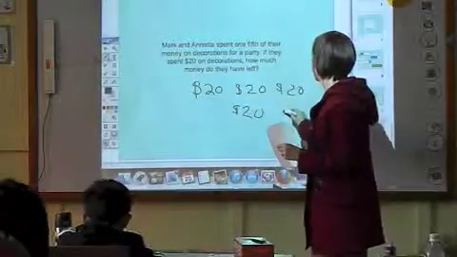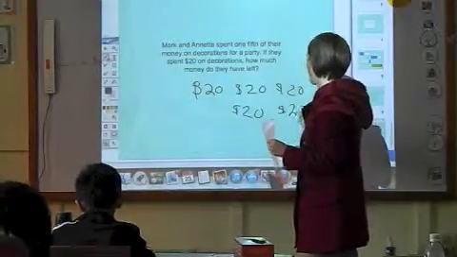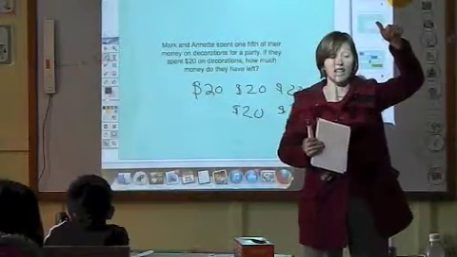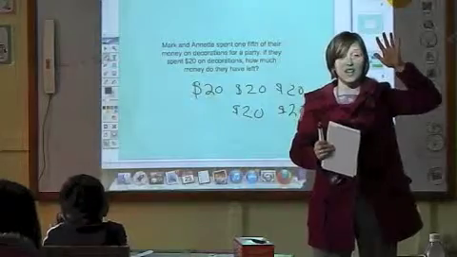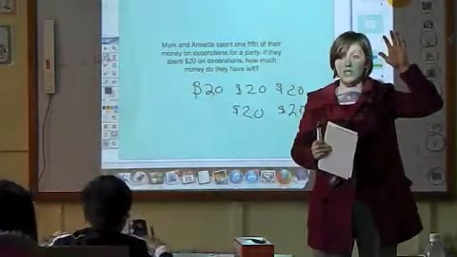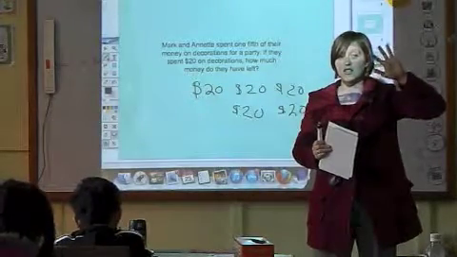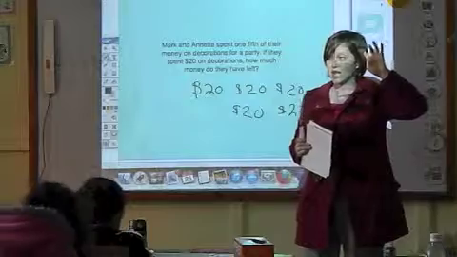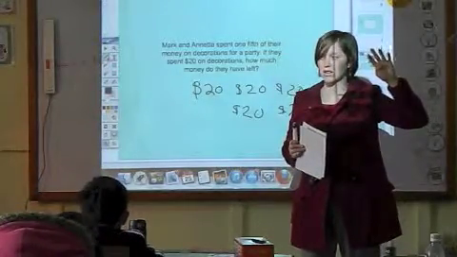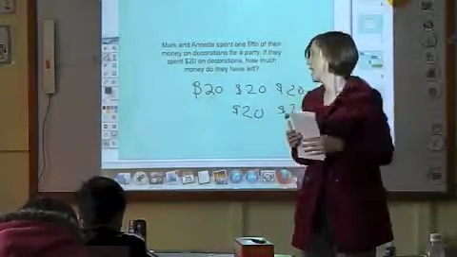Please stop calling out answers. I want you to think about this. They spent $20, which was 1/5. That means there are 4/5 remaining that are each equal to $20. So what is $20 times 4? It is $80.